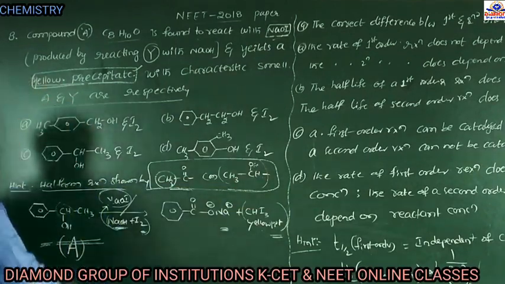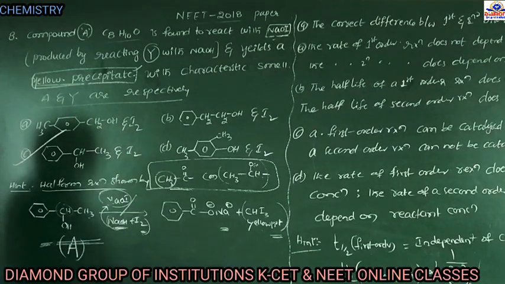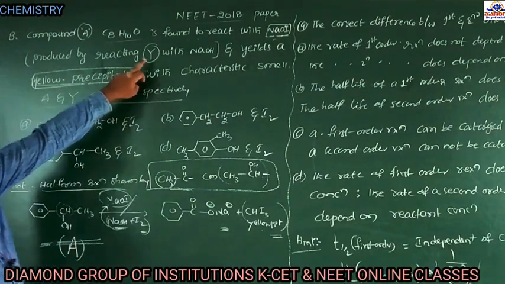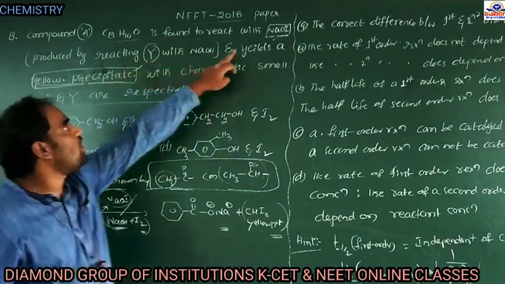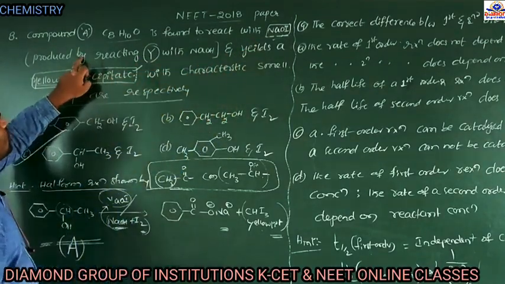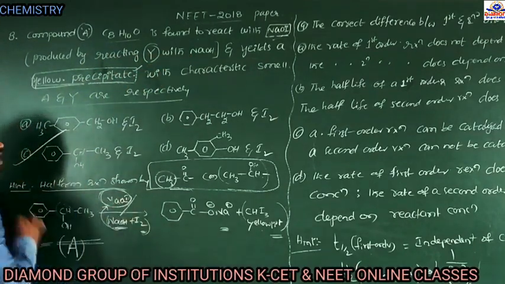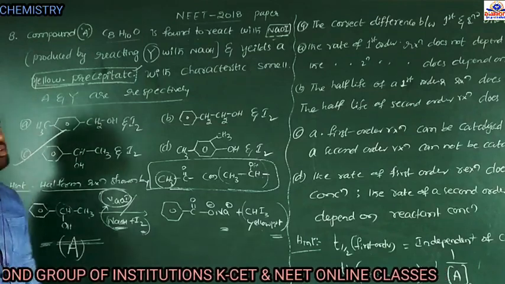So therefore the answer is C. CH3CHOH is A, and here Y is iodine, because NaOI is obtained from NaOH reacting with iodine. NaOH reacts with iodine, it forms NaOI. Therefore, C is the answer.